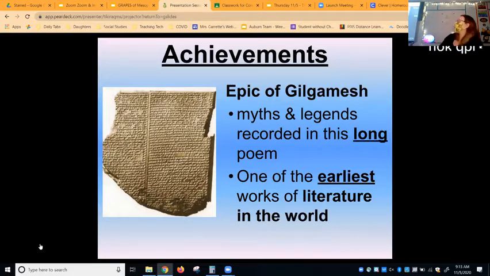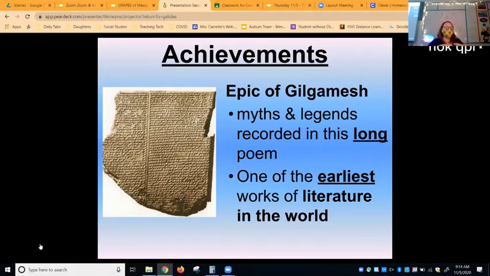The first thing we're going to talk about is the Epic of Gilgamesh. Everybody say Gilgamesh. The Epic of Gilgamesh is basically a really, really long poem. It's as long as a book, and it tells a story. It's a collection of myths and legends from Mesopotamia, and it's important because it's one of the earliest pieces of literature in the world.